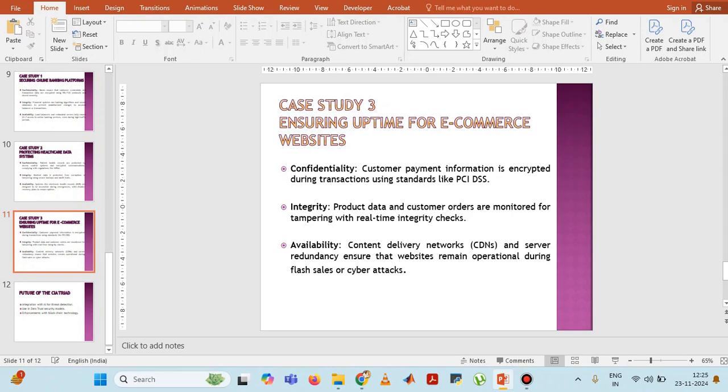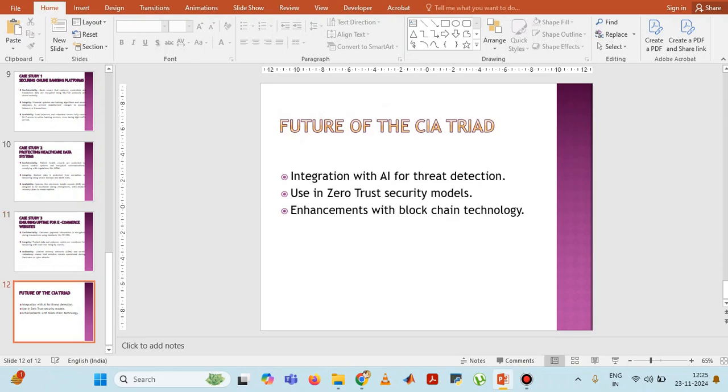These are the 3 case studies which I have discussed for the CIA Triad. And this is the future of the CIA Triad. In future, the CIA Triad can be integrated with AI. It will be used in zero trust security models, and it can be used to enhance blockchain technology.